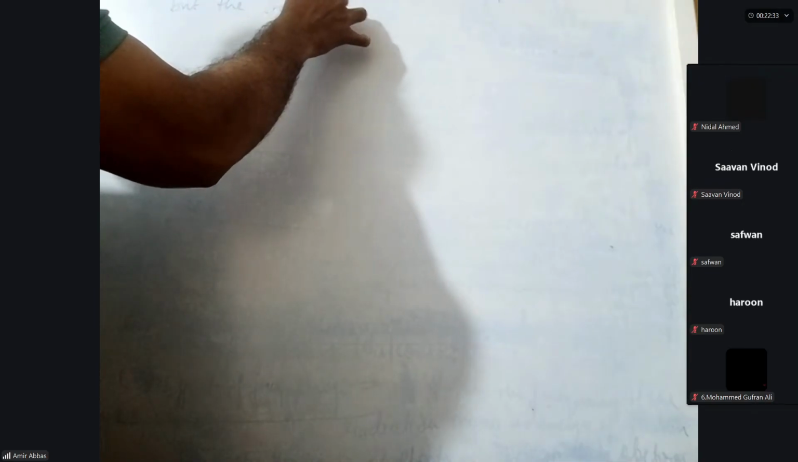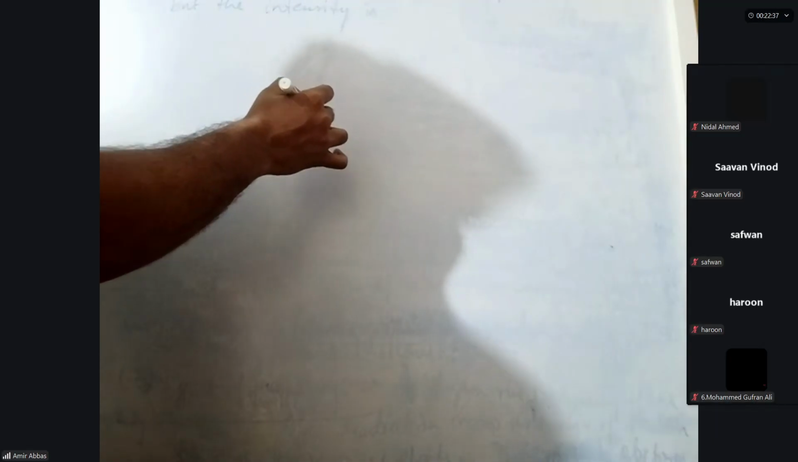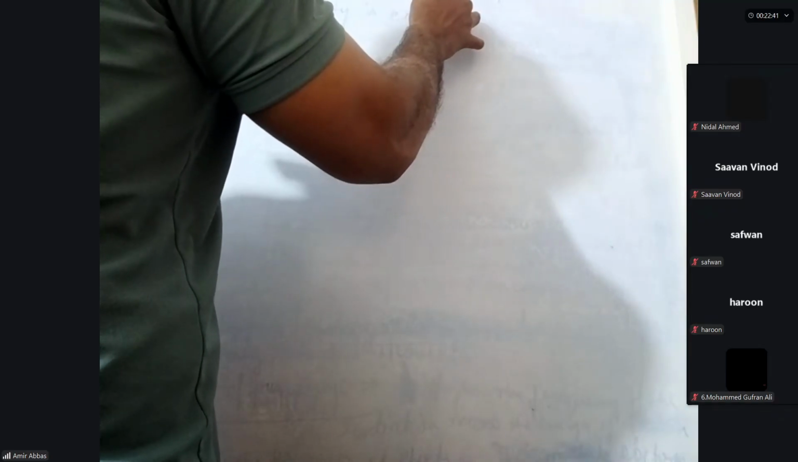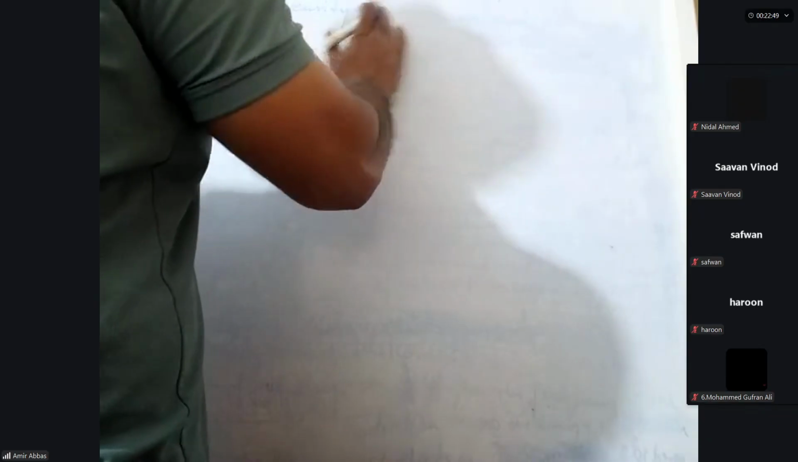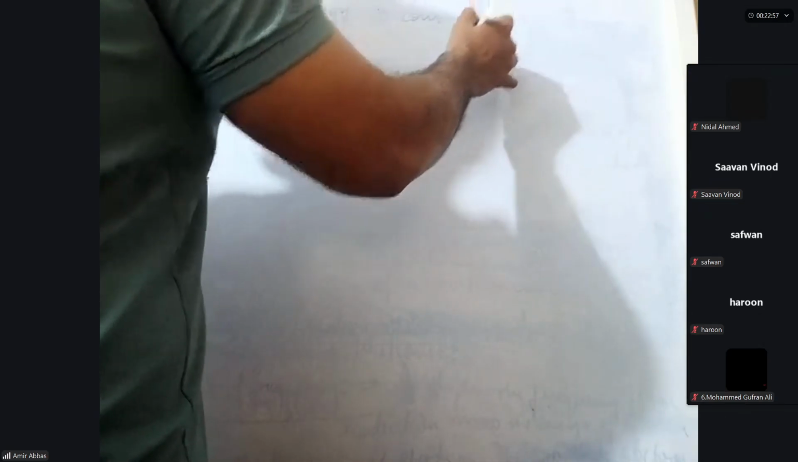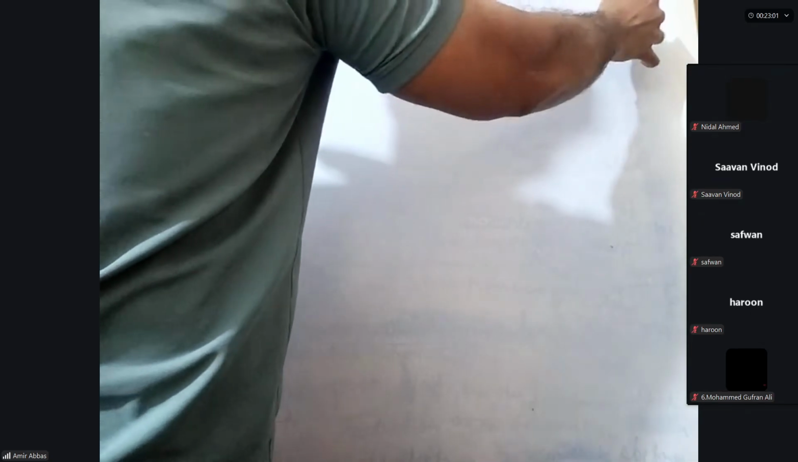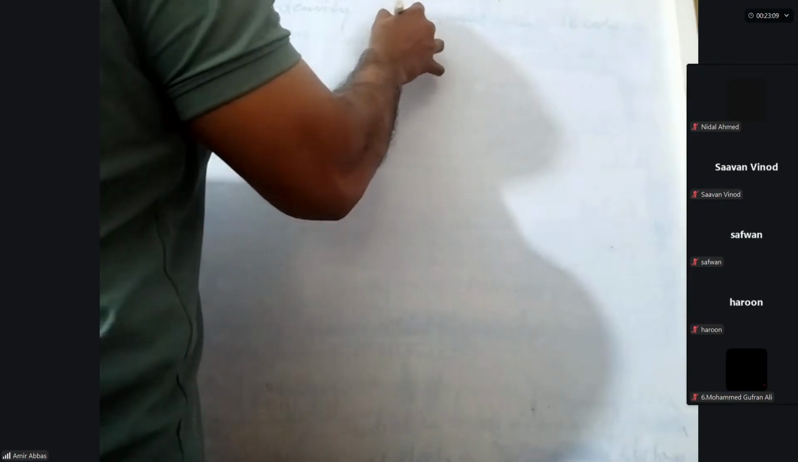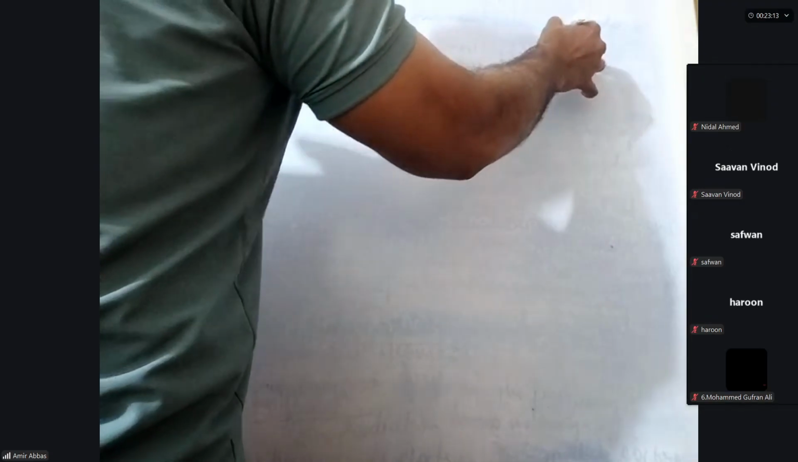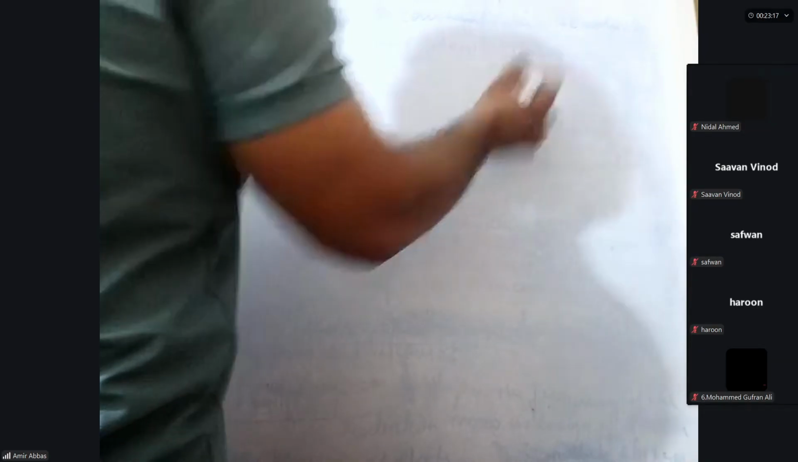If the stopping potential is getting increased, but the intensity is constant, due to which the saturation current does not change. Okay, have you got that? Due to which saturation current does not change.